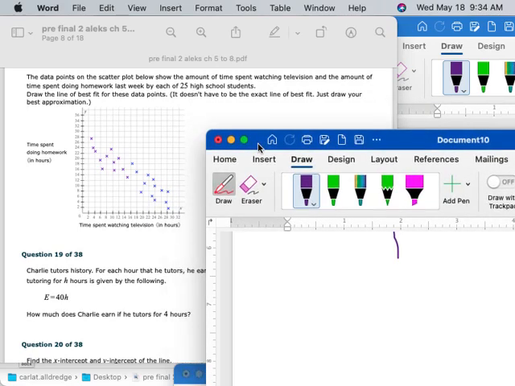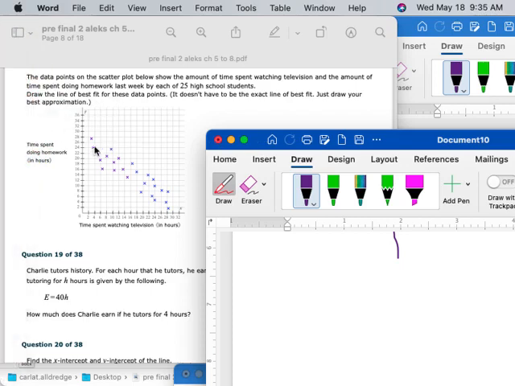Okay, number 18. The data points on the scatter plot below show the amount of time spent watching television and the amount of time spent doing homework last week by each of 25 high school students. Draw the line of best fit for these data points. It doesn't have to be the exact line of best fit. Just draw your best approximation.